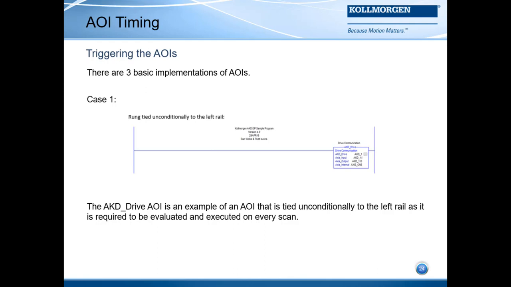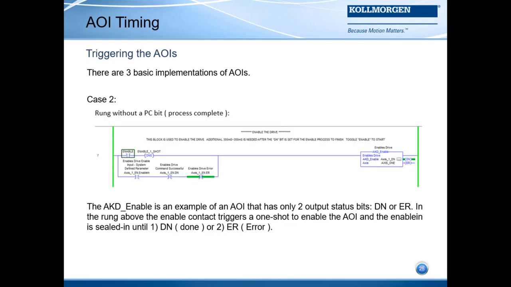Case 2, an add-on instruction that does not have a process complete bit on the output. The AKD enable is an example of an add-on instruction that has only two output status bits, done or error. In the rung above, the enable contact triggers a one-shot to enable the add-on instruction. The enable is sealed in until either 1, the done or success is made, or 2, error or failure.